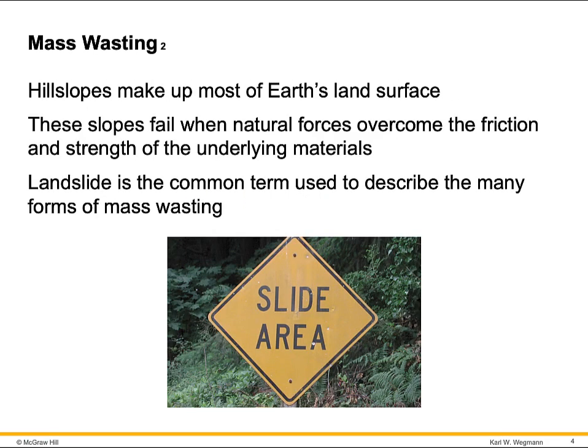Hill slopes make up most of Earth's land surface. These slopes fail when natural forces overcome the friction and strength of the underlying materials. Landslide is the common term used to describe the many forms of mass wasting.